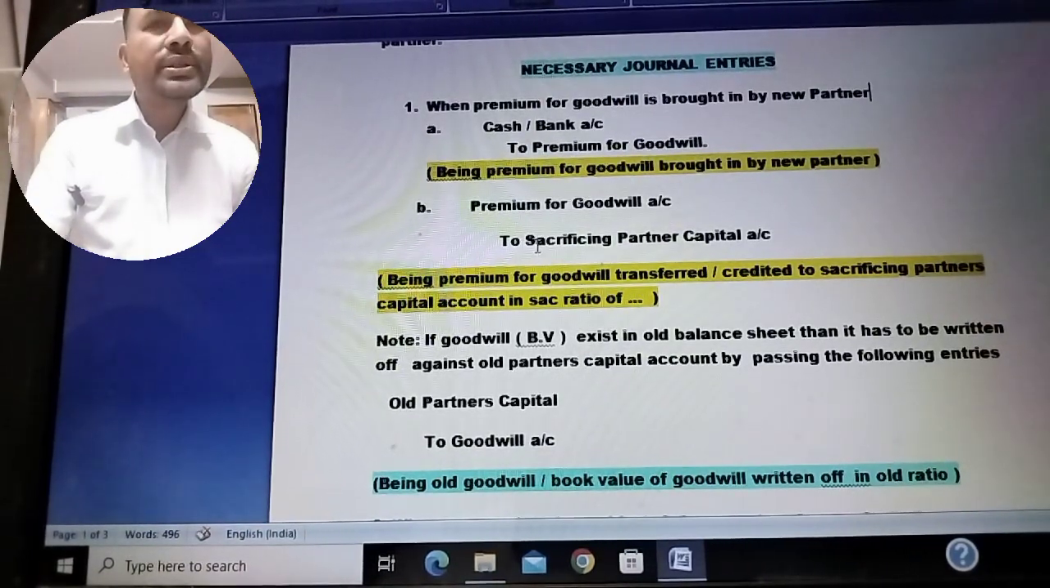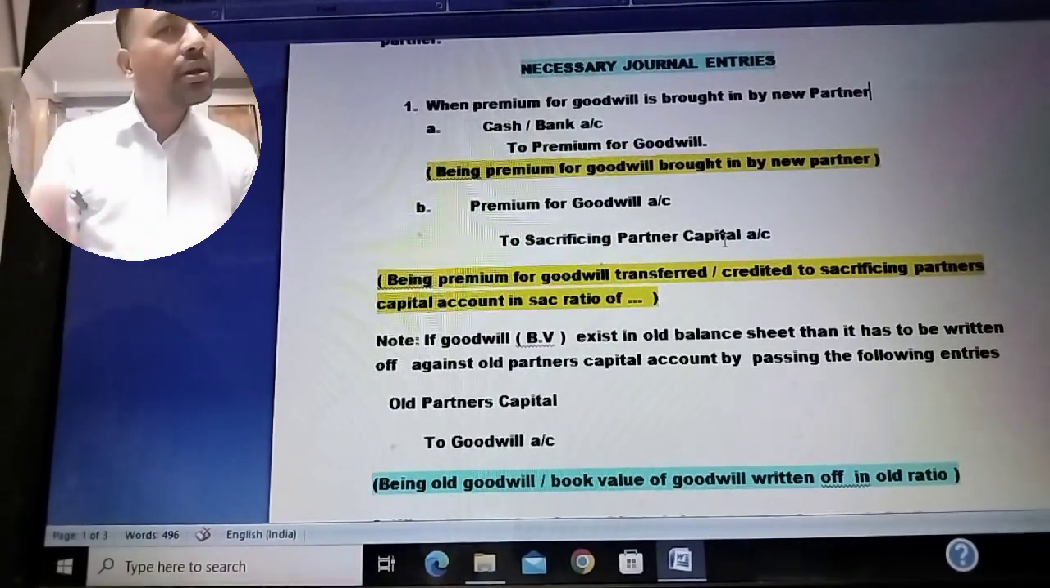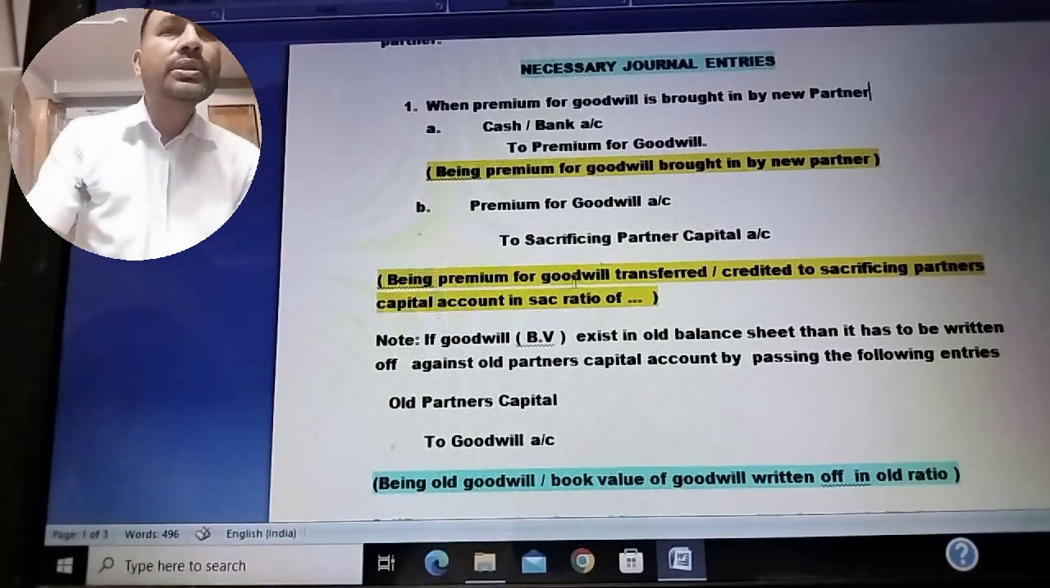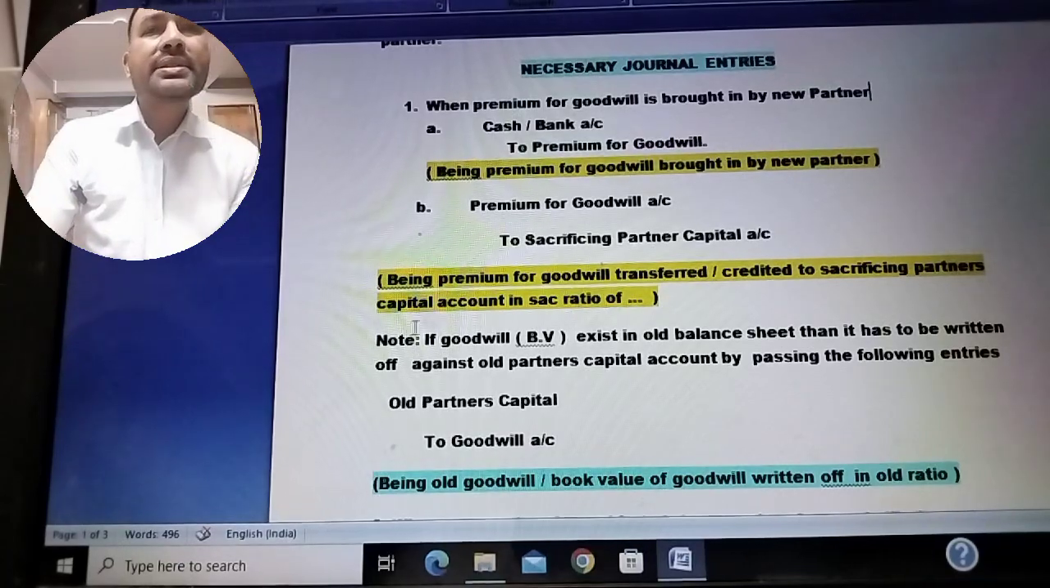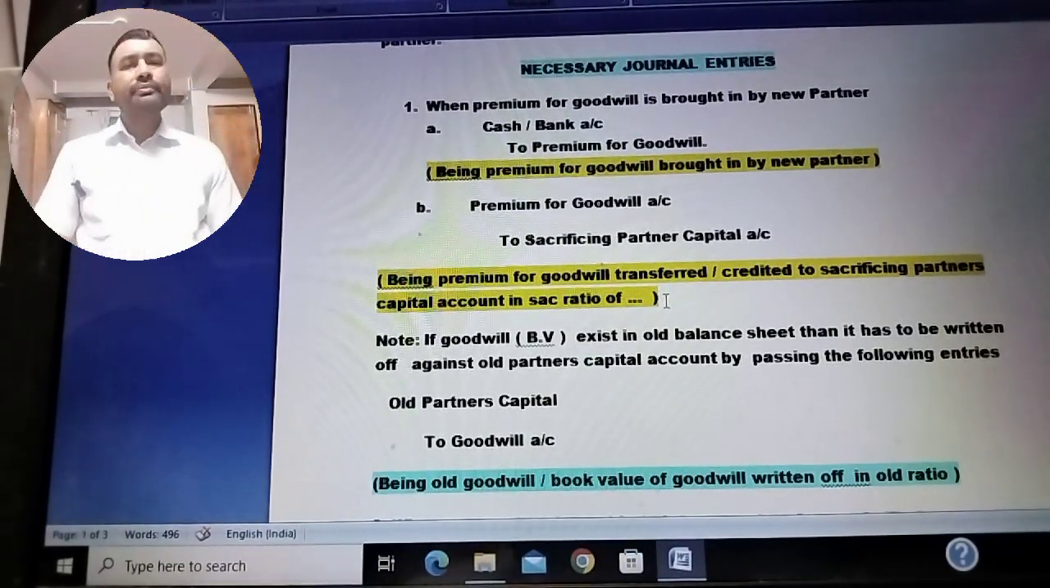So premium for goodwill to sacrificing partners' capital account, but instead of sacrificing partners, here you have to write X's capital account, Y's capital account. You have to write the names of the sacrificing partners. Okay, so being premium for goodwill transferred or credited to sacrificing partners' capital account. So this is the entry when premium for goodwill is brought in by the new partner.